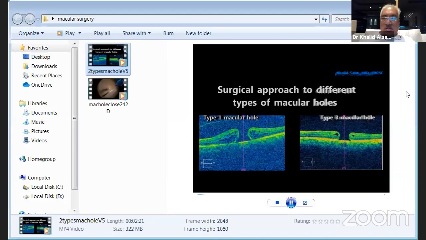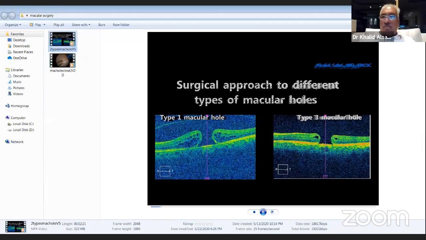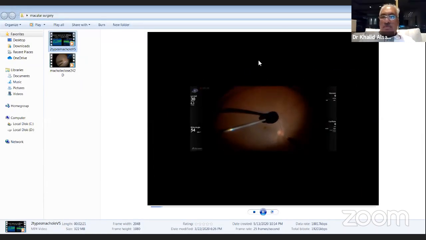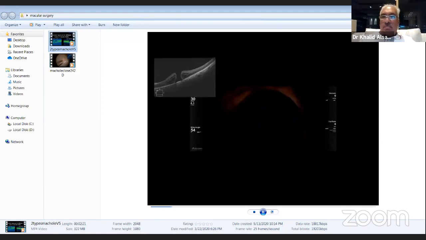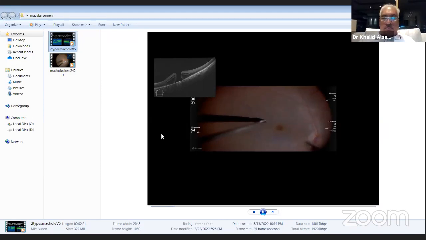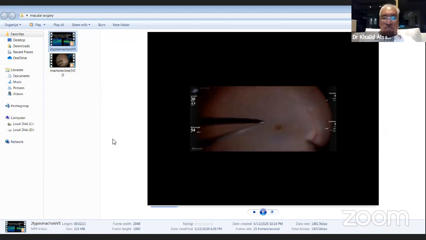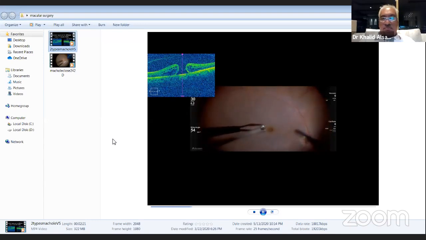Our surgical approach to macular holes depends on many variables, including size, morphology, and others. One of the described techniques is the inverted island flap, which I will use in this surgery. In this video, I will emphasize how to modify your surgical technique to manage two different types of macular holes.